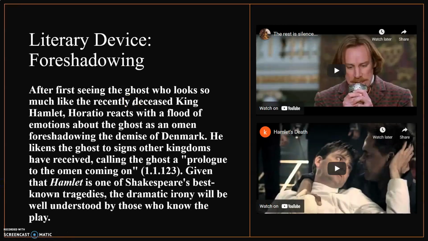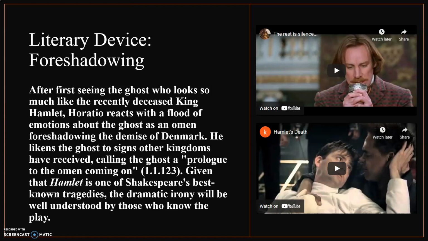Now I want you to create a slide that showcases a literary device. Foreshadowing is certainly an easy literary device for someone who already knows the play, so because I know the play pretty well, foreshadowing was an easy go-to, but I could have used this same phrase here as a metaphor, or I could have used it other ways. Maybe irony even would have worked. So I have chosen to describe the phrase prologue to the omen coming on. So an omen is coming, that is foreshadowing, but calling it a prologue is also a metaphor.